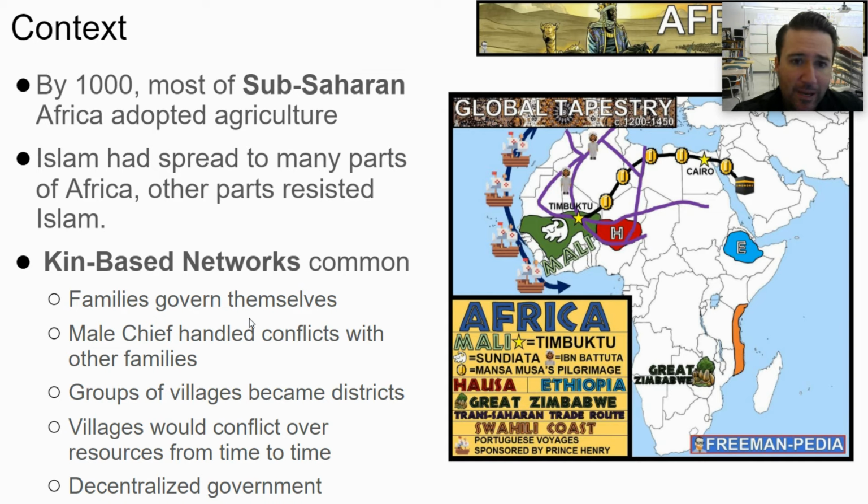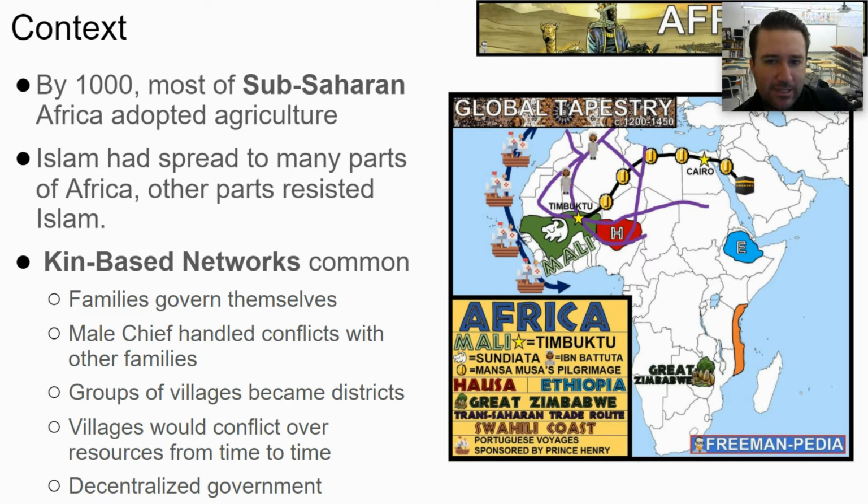So the kin-based networks were very common in Africa during this time. This is where families govern themselves, right? So you don't have these large-scale empires, and you will see some we talk about today, but much of Africa has adopted this kin-based network system, and the families govern themselves and take care of their own in that sense. There's usually a male chief who handles conflicts within the family. The groups of villagers become districts as a result of that, and then villagers would conflict over resources from time to time. But this represents a decentralized government for the most part.